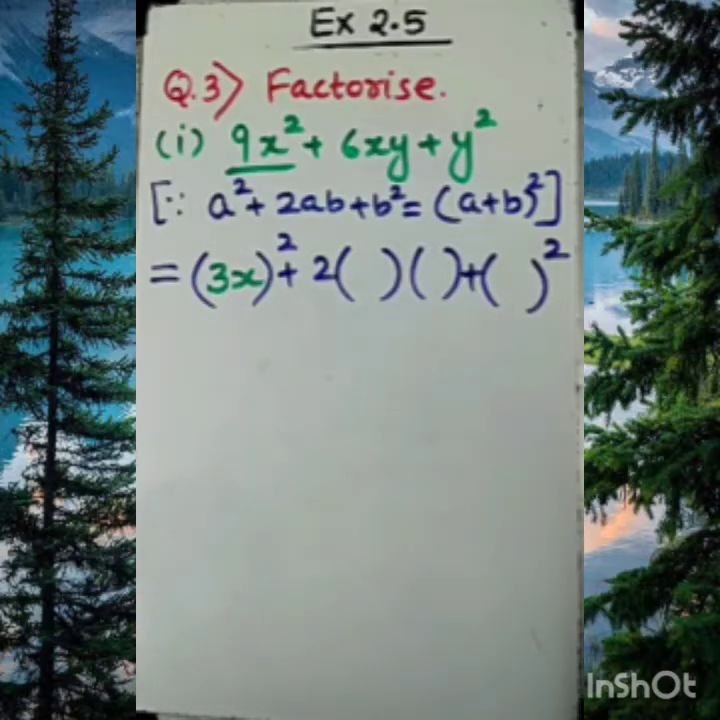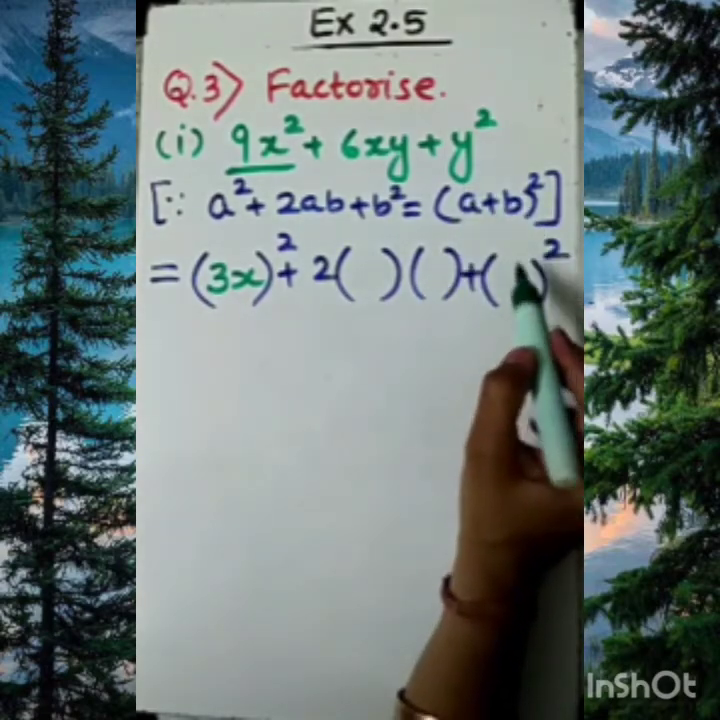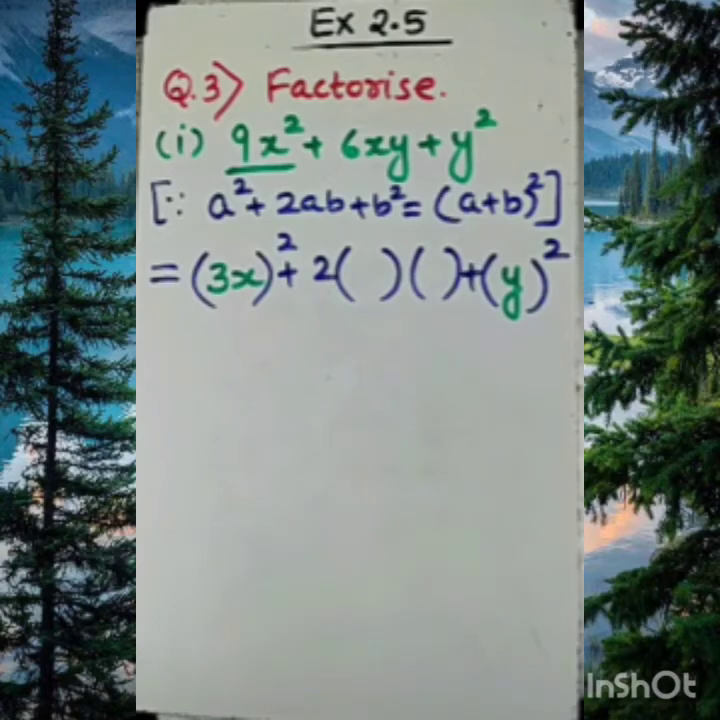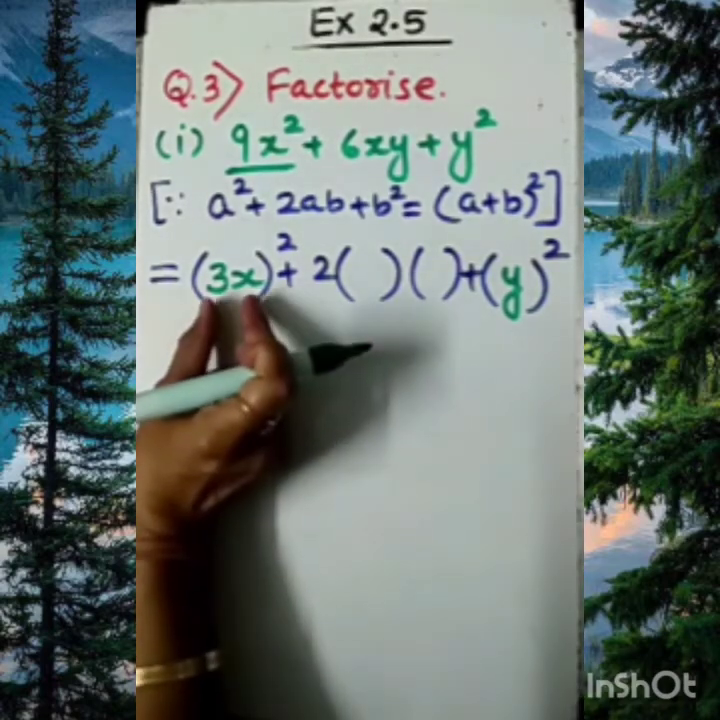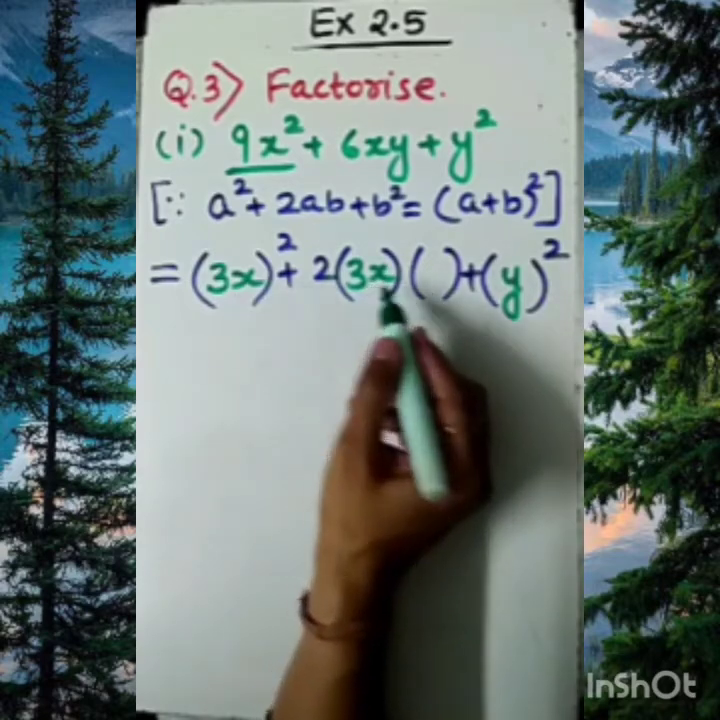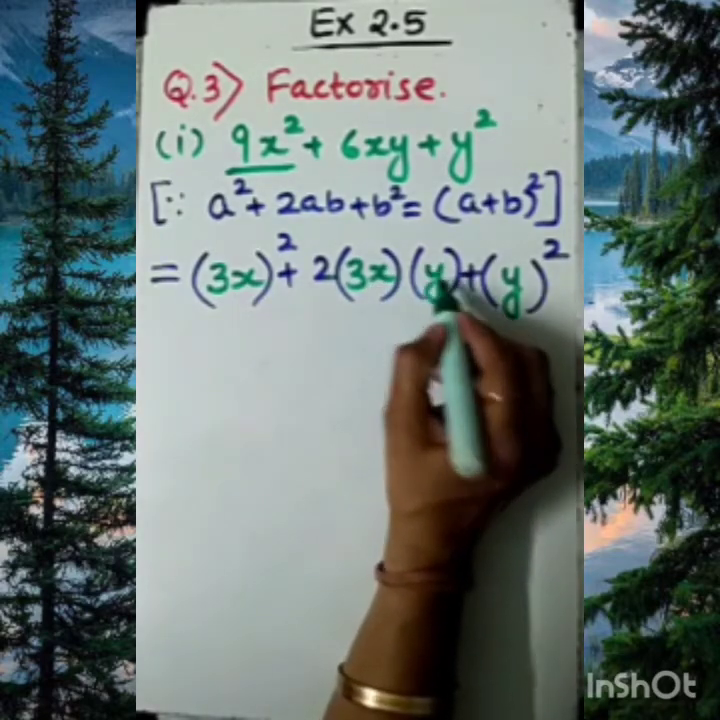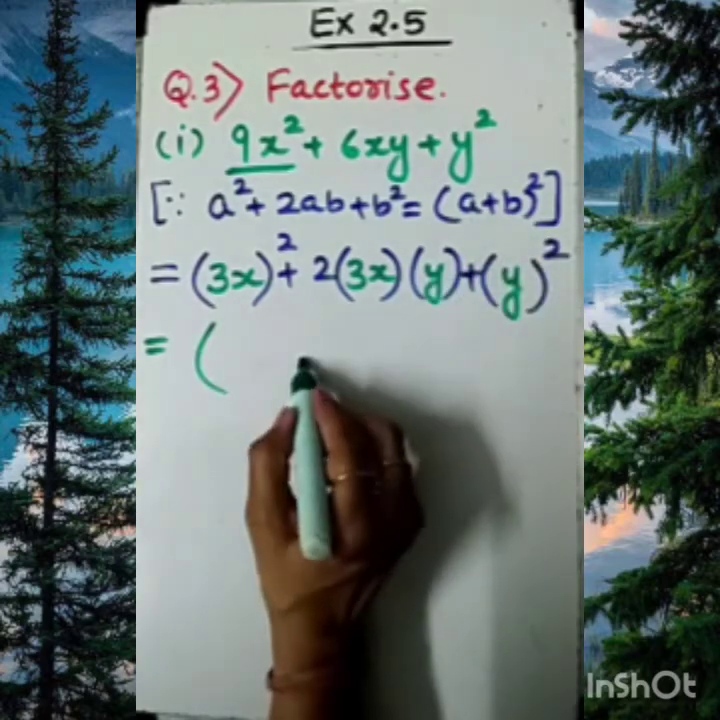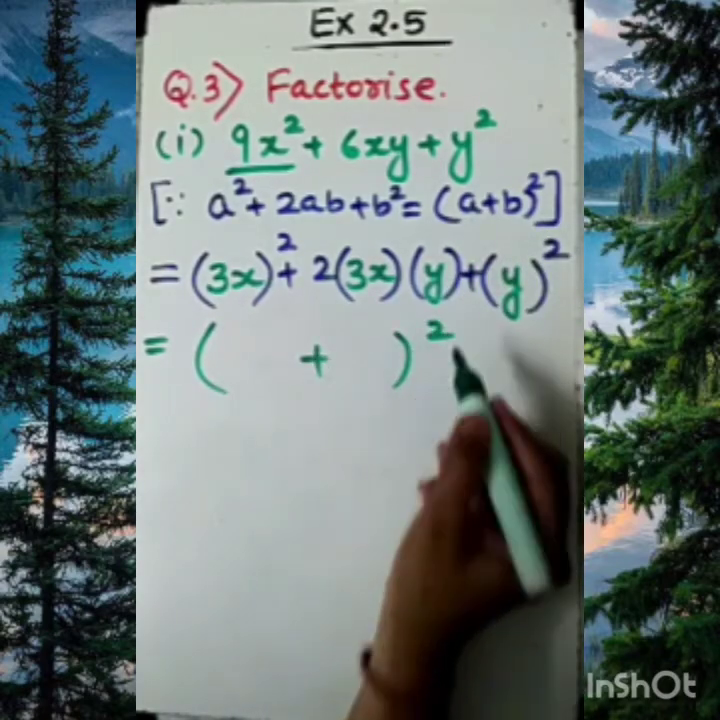Now same thing here for b square. y square is the square of y. Now according to this, a is the first term, here we need to mention, that is 3x. What is b? That is y. So dear student, according to this we need to write the answer a plus b whole square.